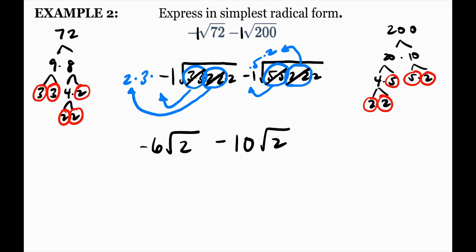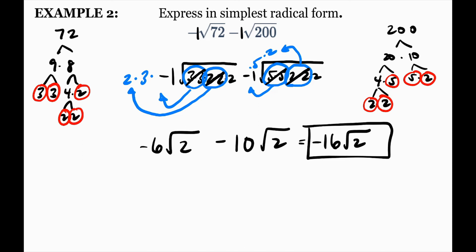Okay. Now they've both been simplified. Now, it turns out that they both have square root of 2. They're both like terms. So I can add or subtract the coefficients. The coefficients are the numbers in front. So I get -16 times root 2.